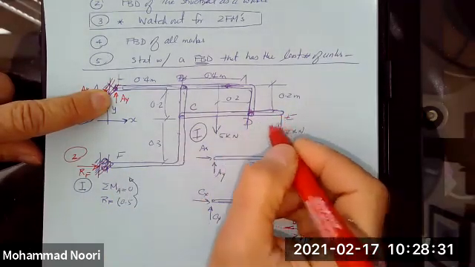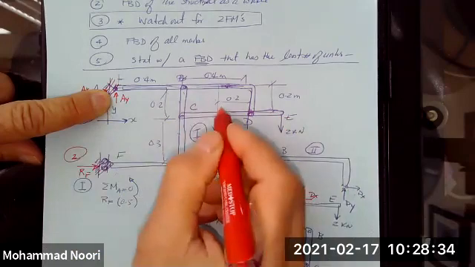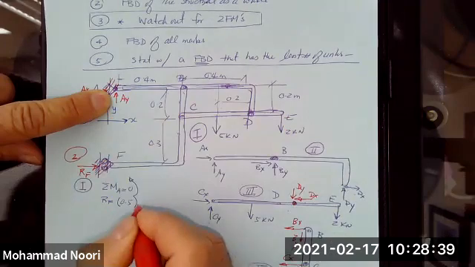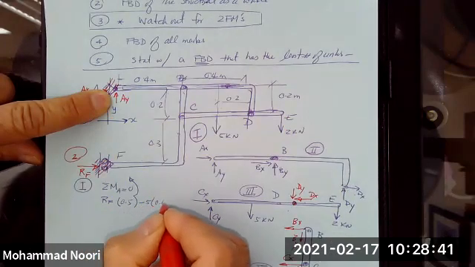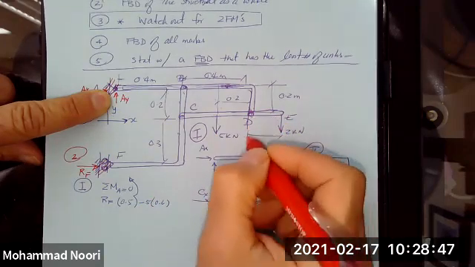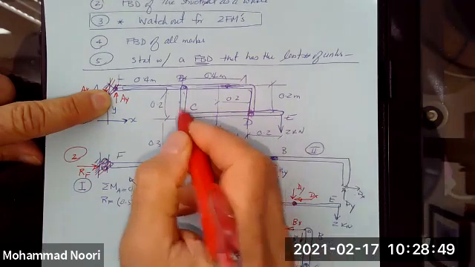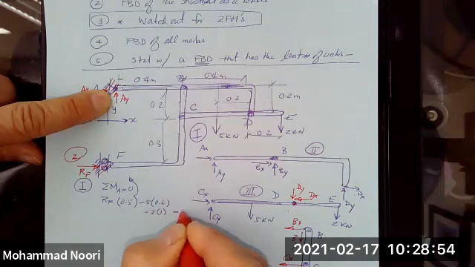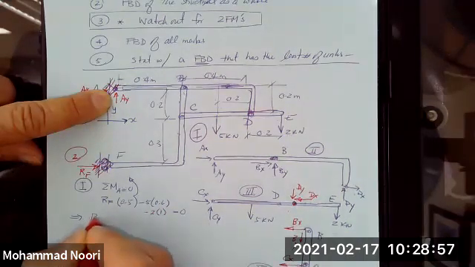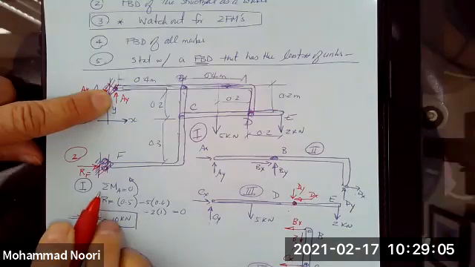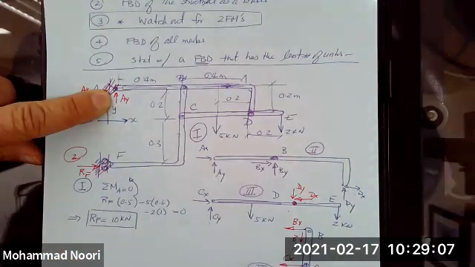What other forces do you have? 5 times this distance, which is 0.2 and 0.6, negative. So 5 times 0.6, 2 times 0.2, and 2 times 1, equal to 0. That will give me RF. That comes out to be 10 kilonewton. It came out to be positive. That means the assumed direction is right.